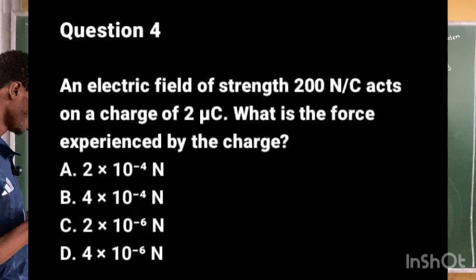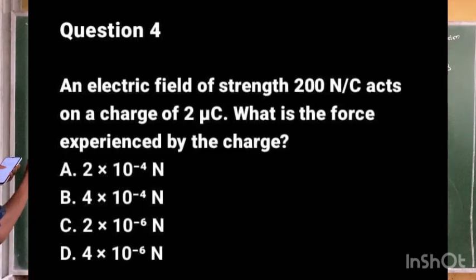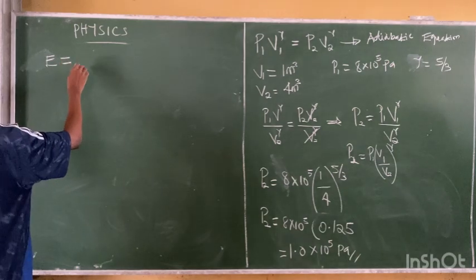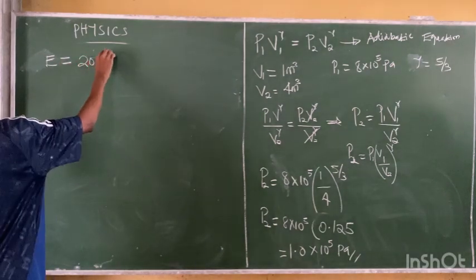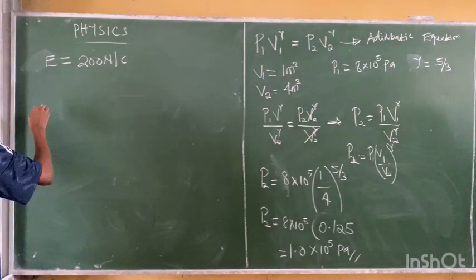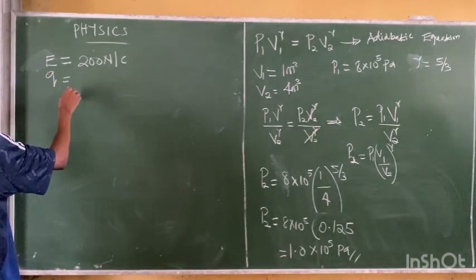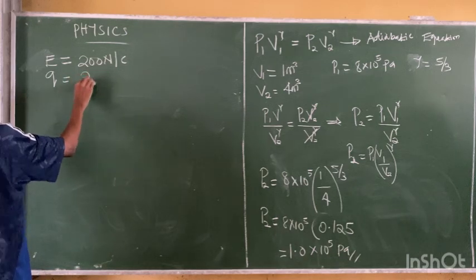Now from the question, we were given what? They gave us electric field strength, which is denoted by letter E. And from the question, it is 200 newton per coulomb. They also gave us the charge. Charge is noted by letter Q, and it is given as what?